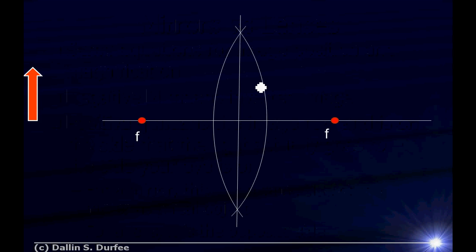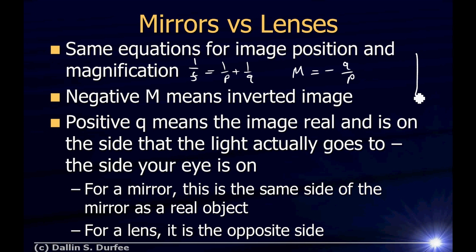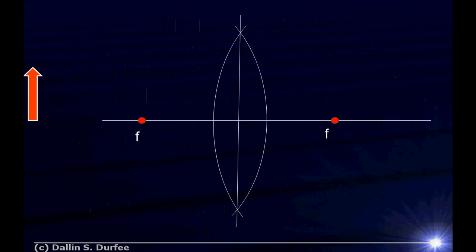For a mirror, if I got an object right here, my eye is over here, right? So positive q would be an image on this side. For a lens, I've got my object right here, but you look through a lens, so this is my eye right here. Positive q would be over on this side. So positive q is image forming on the side that your eye is on when you look at it. Positive q means a real image. Negative q means a virtual image. So anyway, there you go.